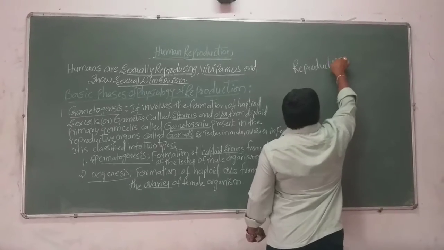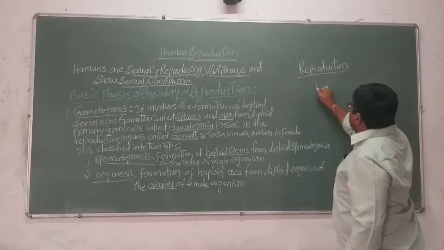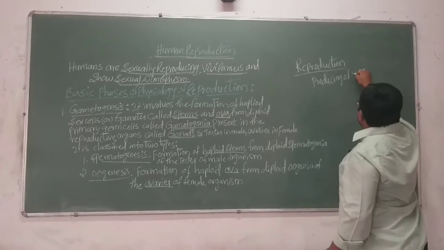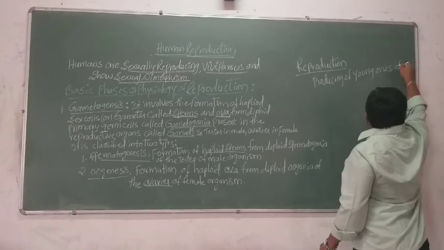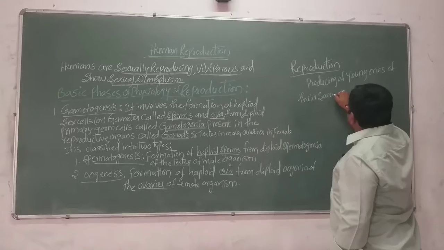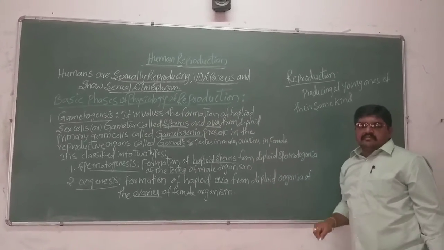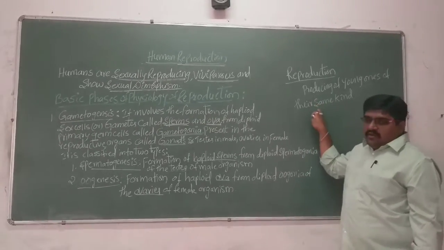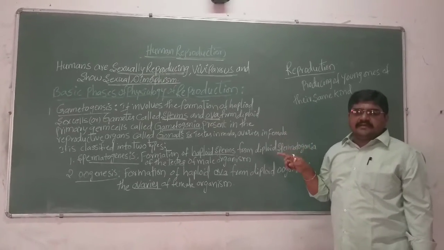Reproduction. The producing of animals of their same kind is called reproduction. That means the same type of species are producing.